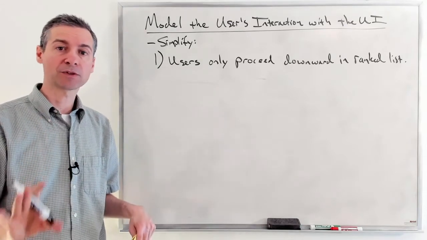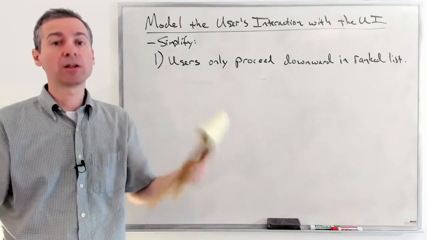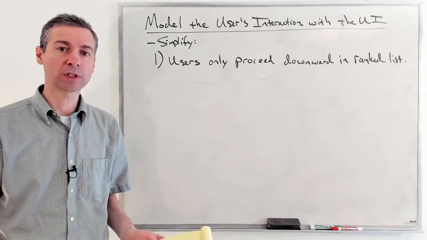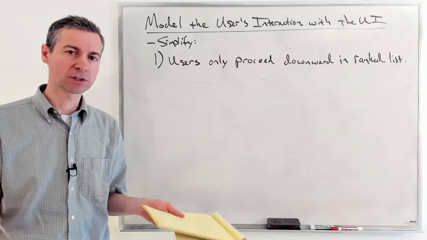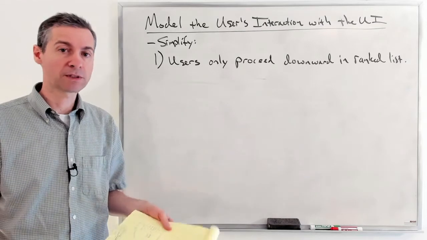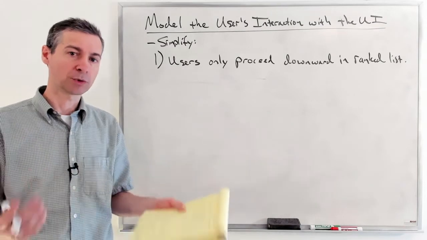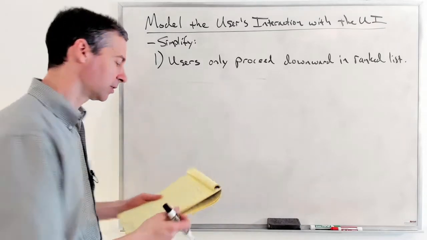Now, again, this comes from our observations of the way users behave, that in general, we can talk about them working down a ranked list. Certainly, they're not only working down ranked lists, but in general, it's not a bad simplification to make to our model to assume that they work down the list.